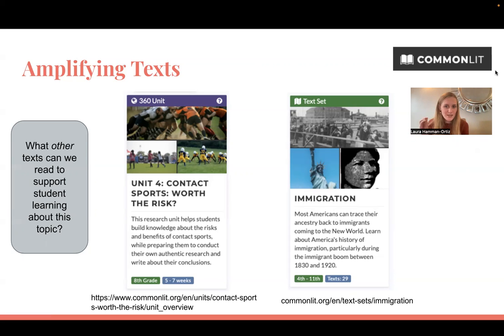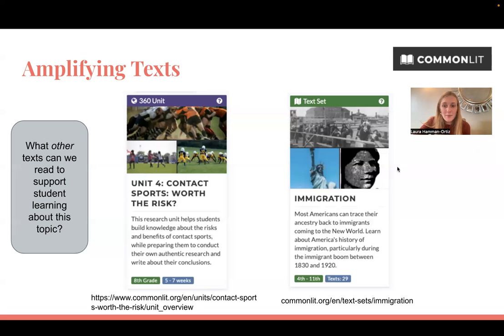If you haven't used this resource, again, it's a great place to find information about a range of different topics and texts and units that have been designed around different topics. So I pulled two examples here, one focused on contact sports and one on immigration. When I was working in Denver, one of the teachers I worked with, who was a 5th grade teacher, had a unit in her curriculum focused on sports. So this is a great set of readings that could supplement what she's doing in her class already focused on sports by providing students with different readings about the risks and benefits of contact sports to complement what they're doing in the classroom.